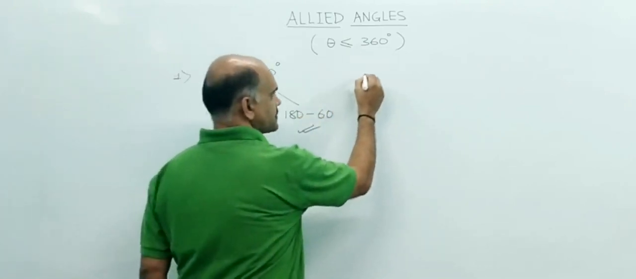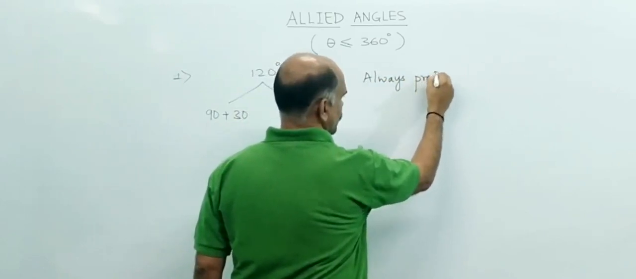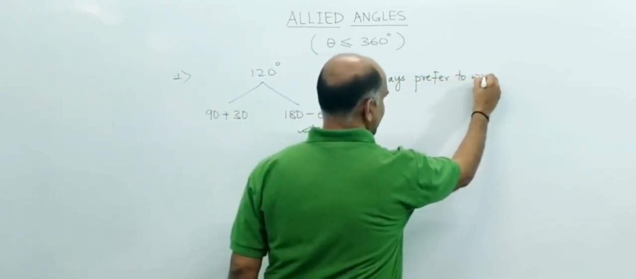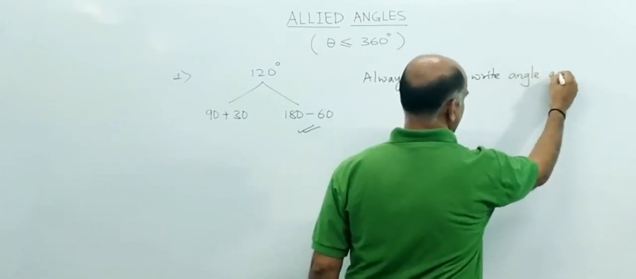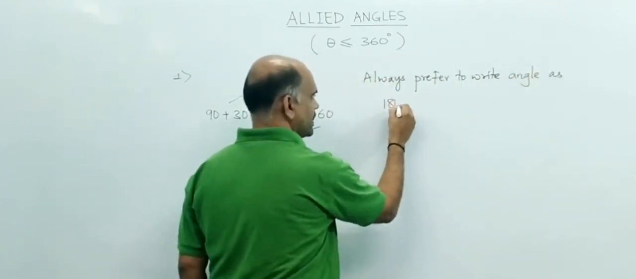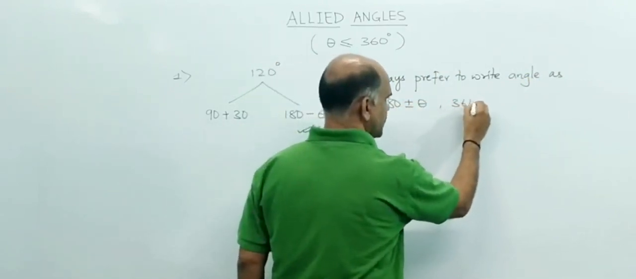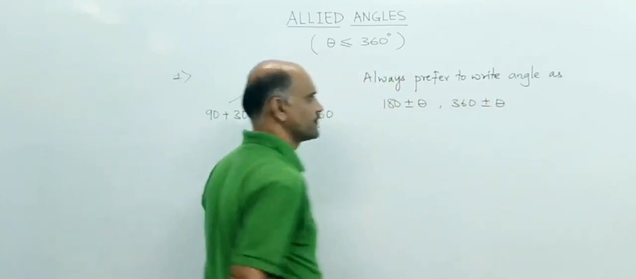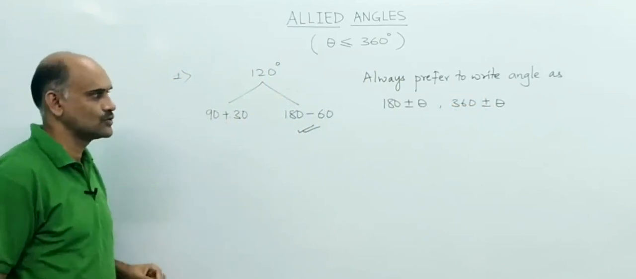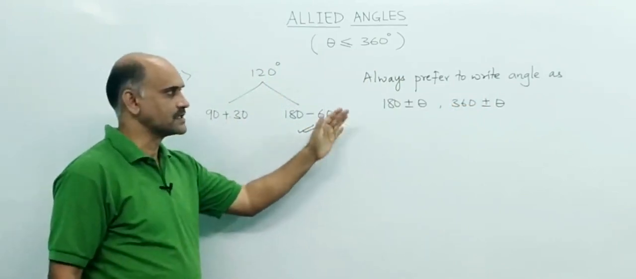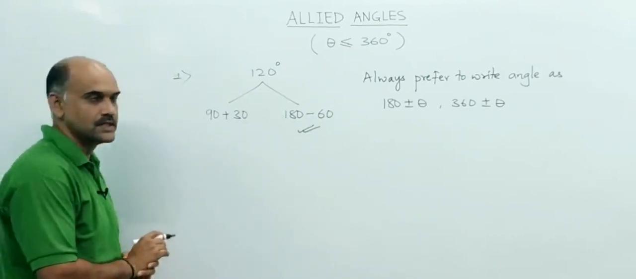So the first step is always prefer to write the angle as 180 plus or minus theta or 360 plus or minus theta. Don't go for 90 plus or minus theta or 270 plus or minus theta. This is the first hint, whereby it will be easy to solve.